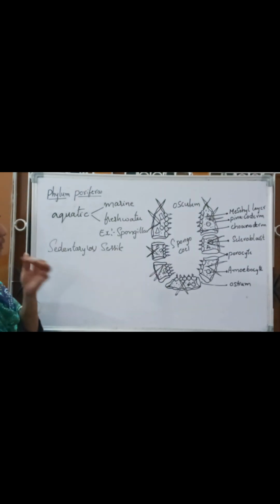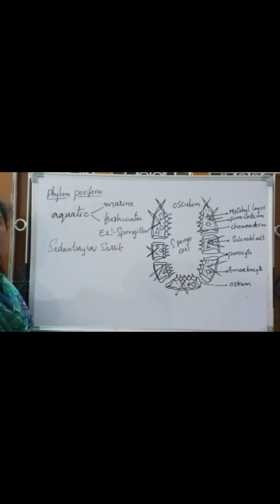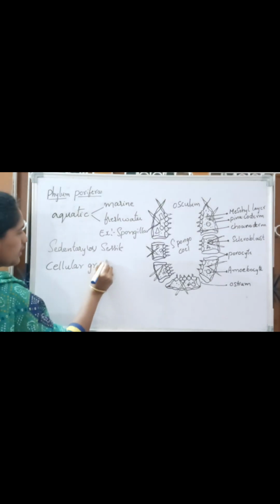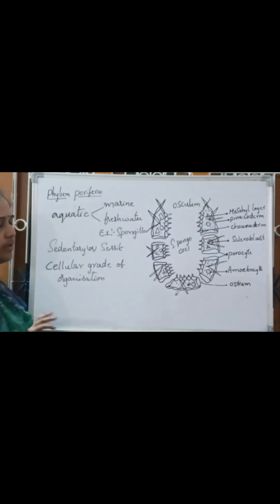Next, mostly if you observe, these poriferans have only a group of cells, no tissue, no organ system. Only cells are present. That's why the grade of organization is cellular grade of organization, because of the presence of only cells. But those cells perform all the life processes like respiration, digestion, reproduction. All the life processes are done by the cells only.